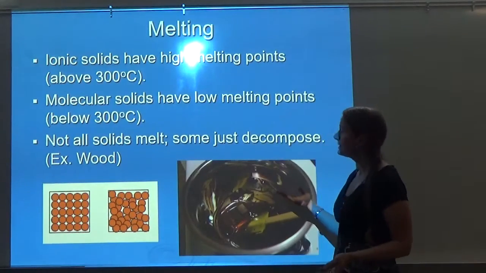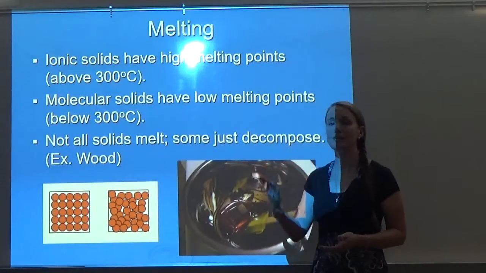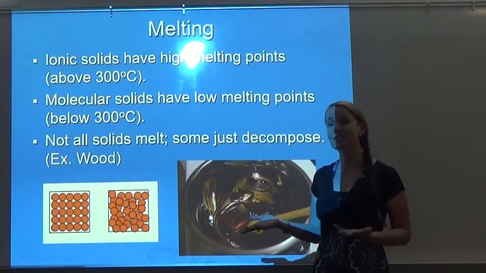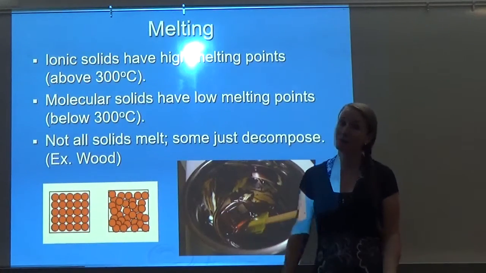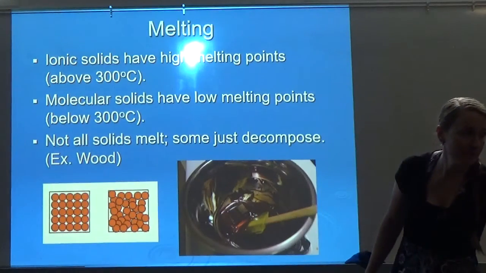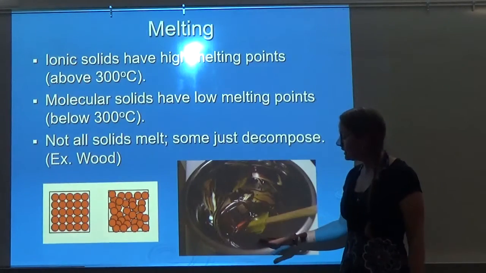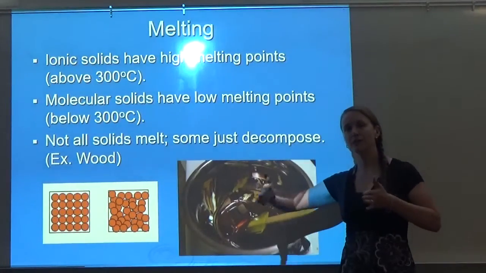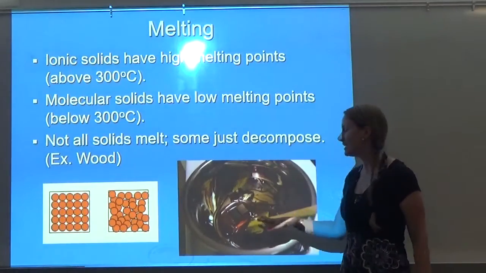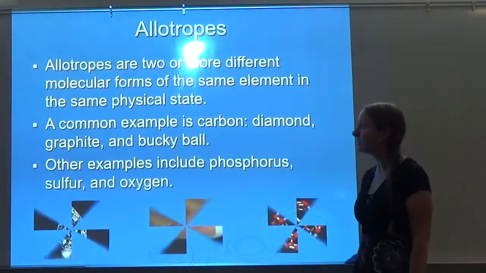And then not all solids melt. Some just decompose, like wood. I can heat wood and heat wood and heat wood, and eventually it's going to catch on fire and decompose into ashes. It's not going to melt into liquid wood, although that would be super cool if that did happen. Also, some substances, like a mixture like chocolate, don't have a specific melting point. It starts melting and melts over a range. That's a characteristic of some mixtures because they have lots of different substances together.